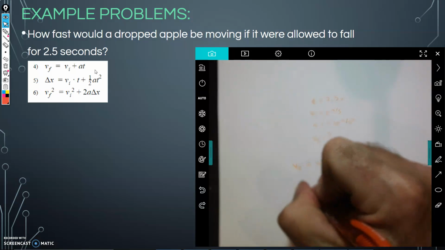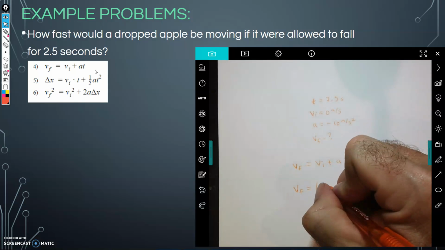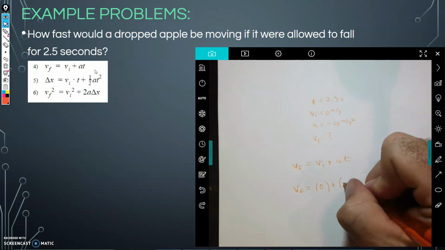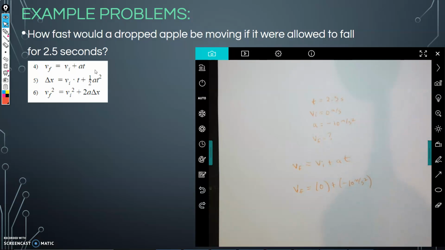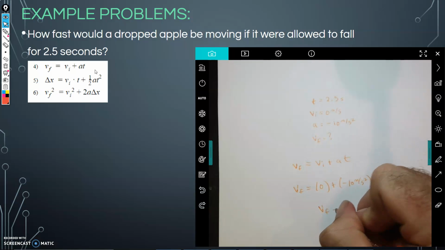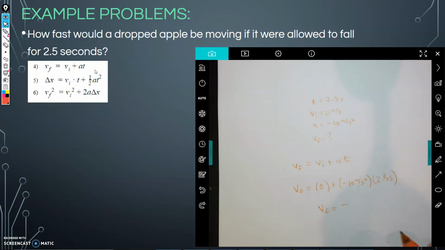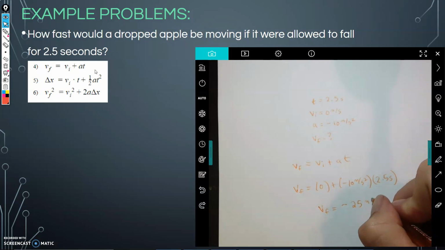We're looking for the final velocity. The initial velocity was 0 because we dropped the object. And then we know that acceleration is going to be -10 meters per second squared because gravity accelerates objects at that rate. And this object was allowed to fall for 2.5 seconds. And so as we solve for final velocity, we find that we get a negative answer, -25 meters per second. So what does the negative sign mean?